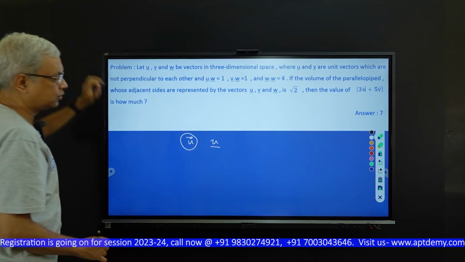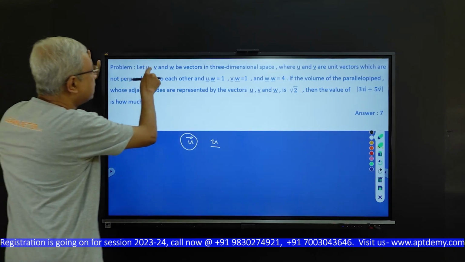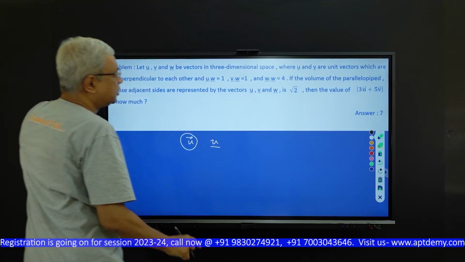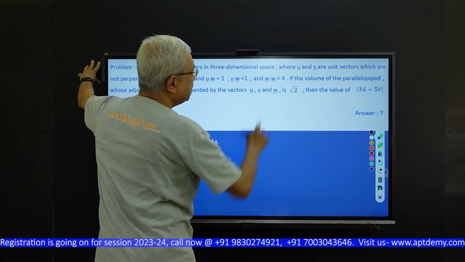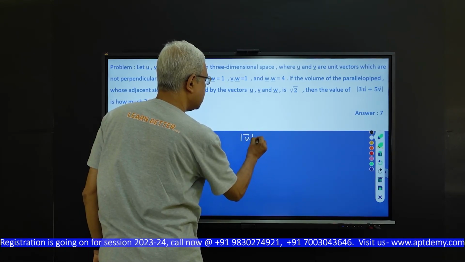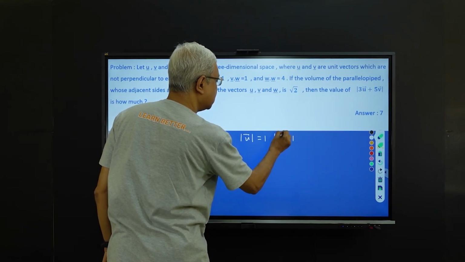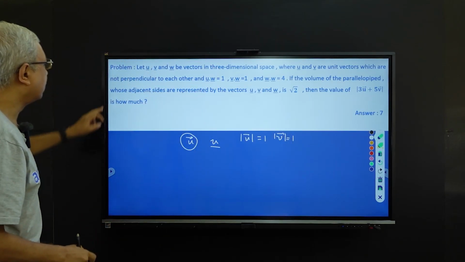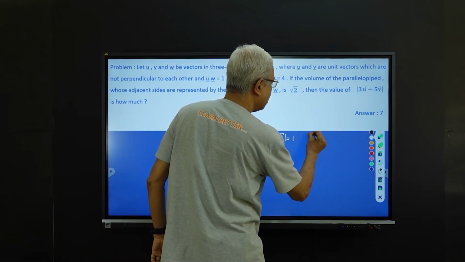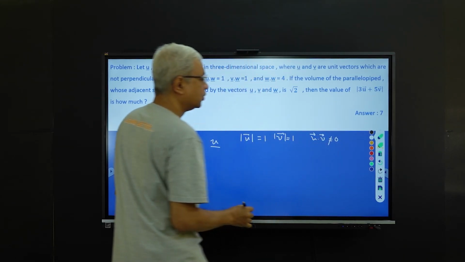write this also to represent a vector u. So let vectors u, v and w be in three-dimensional space, where u and v are unit vectors. That means mod u is unity, similarly mod v is also unity. And they are not perpendicular to each other. That means u dot v is not equal to 0.